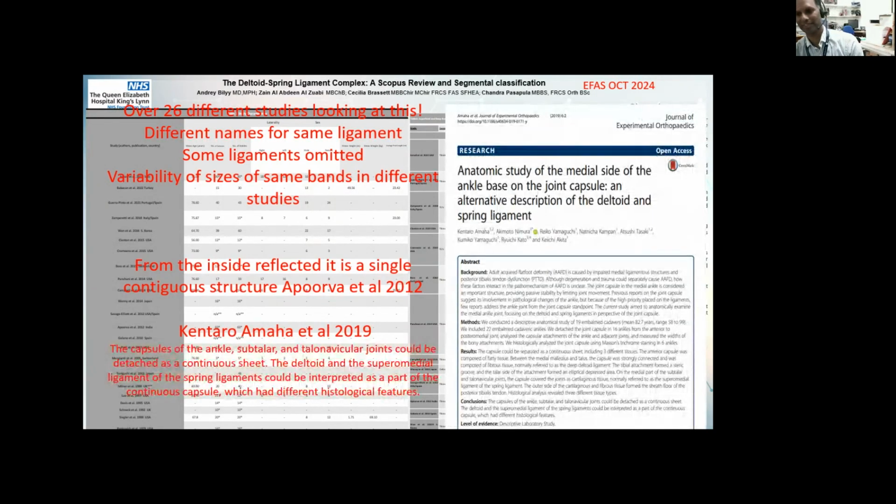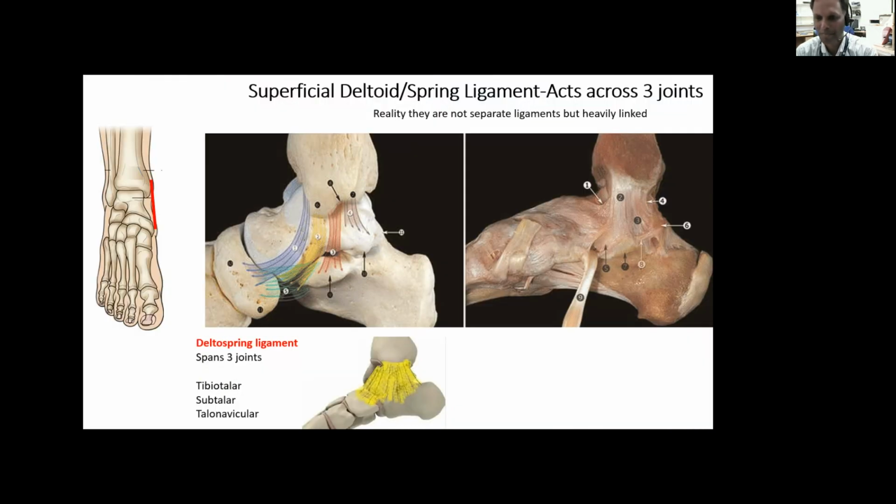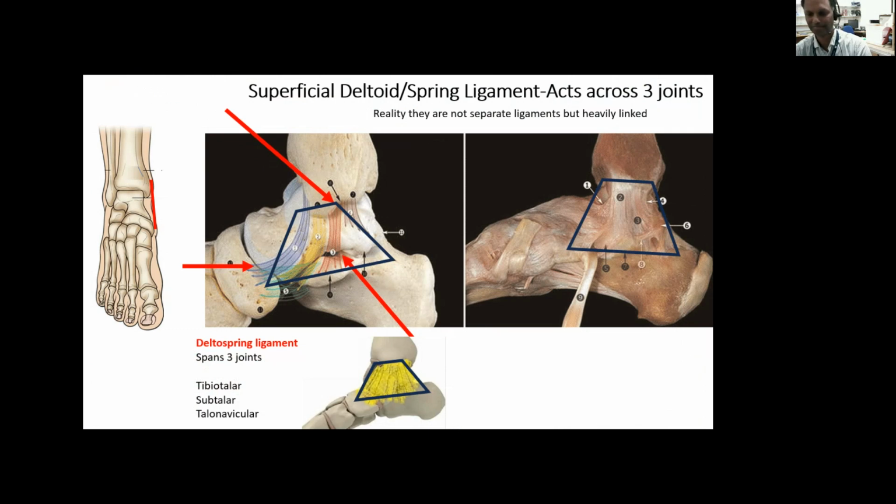And what he did was able to reflect the capsule, superficial deltoid, and spring as a single structure. Looked at from the inside, it's actually a single reflectable interconnected structure with no different bands. And those extrinsic outside bands are just representation of forces that develop in that. So this big giant ligament actually acts across 3 joints: the tibiotalar joint, subtalar joint, and the talonavicular joint. And it's a trapezoidal structure in the majority of people.